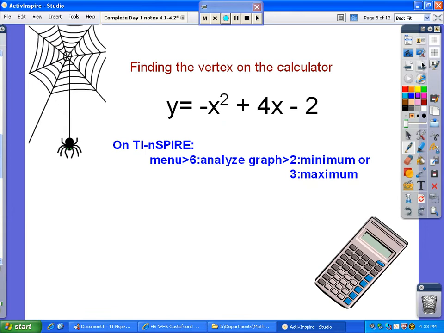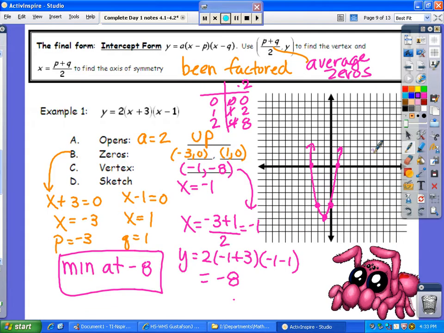Alright, let's look at intercept form. Notice it's been factored. That's how you can recognize an intercept form. It's been factored. Okay, so here again, a is 2. 2 is positive. We're going to open up.